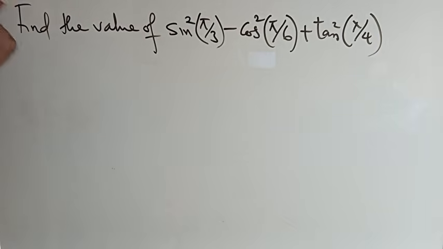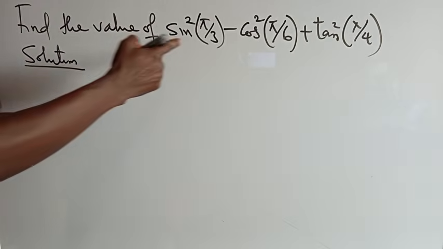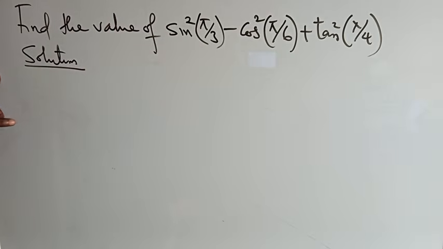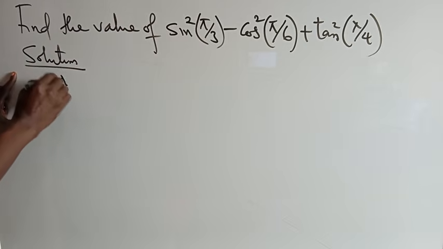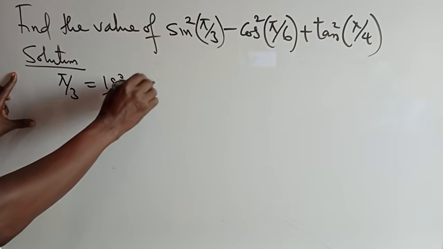Hello, we want to find the value of these trigonometric identities. Now, let's first of all convert them from radian to degree. What is pi over 3? That is 180 degrees all over 3, which is 60 degrees.